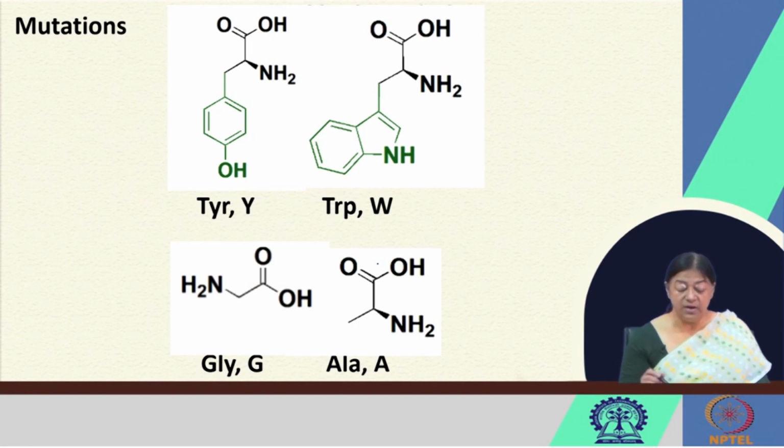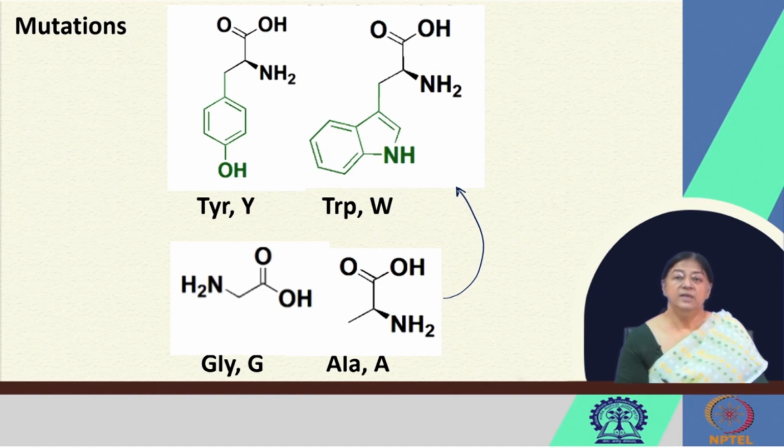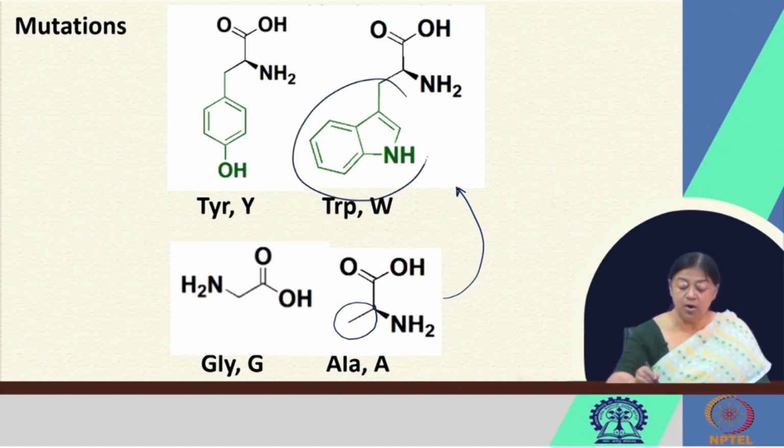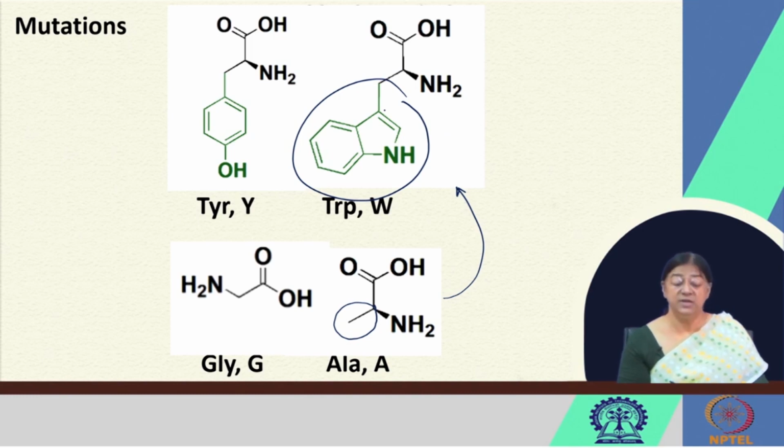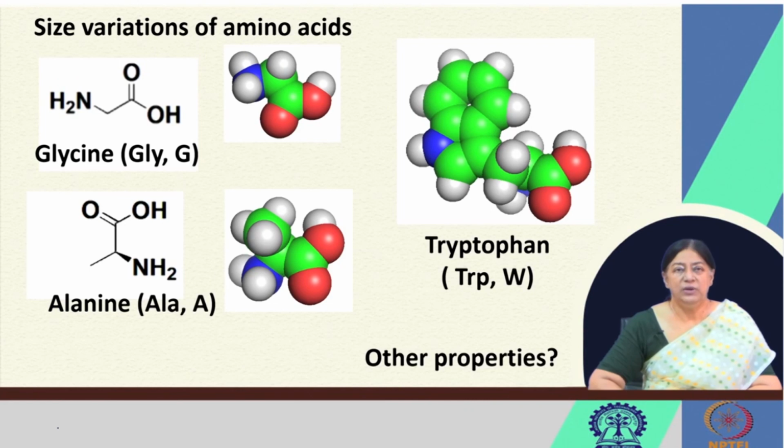So, the mutations that are going to take us, say, from alanine to tryptophan, are going to have steric issues as well, because the accommodation that we had with alanine now has to accommodate this large side chain. So, these are also important issues that have to be taken care of in mutations. If we look at the size variations of the amino acids, say glycine and alanine that we've drawn here, along with tryptophan, we see that there are size variations, which means there are going to be steric factors that are going to play a role.